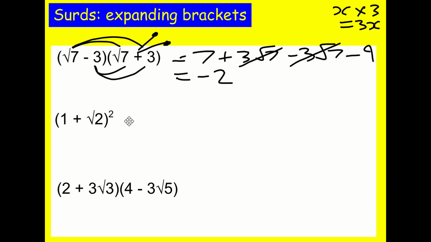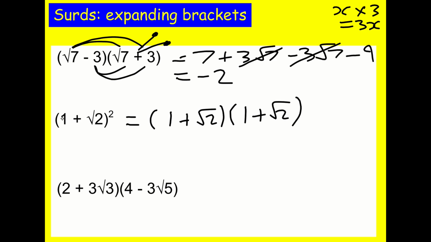So this one is quite easy to make mistakes on. You've got to realize that this is still a double bracket. It's 1 plus root 2 multiplied by 1 plus root 2. It could be very tempting to just square these and add them, but that wouldn't give you the correct answer. I can then use the crab claw method. Sorry, I've done this out of order.